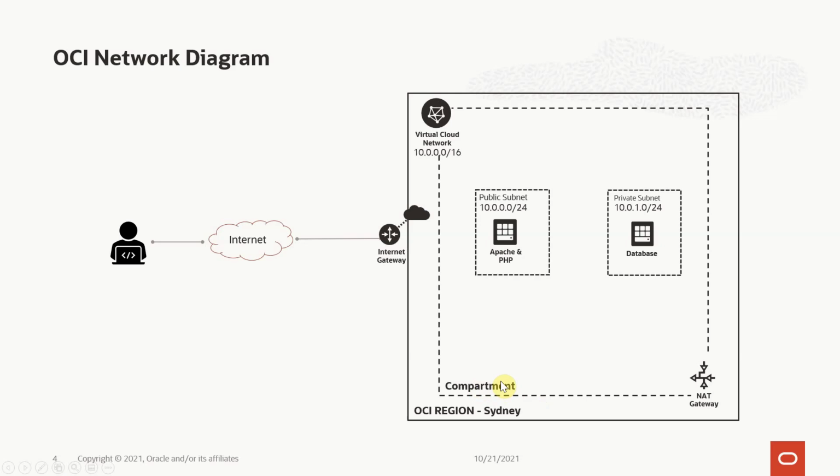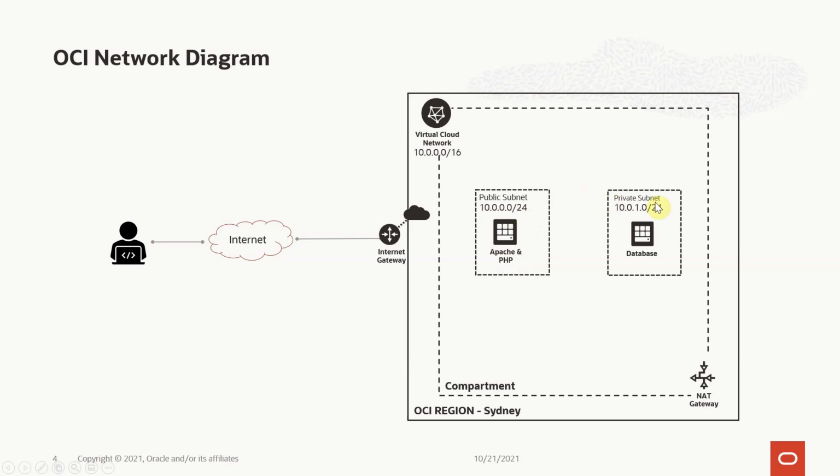And then we need to create a virtual network. For this instance, I create a virtual network with a /16 CIDR range, and then you will have a public subnet or private subnet. The public subnet is most of the time for the web tier applications. For instance, Apache and PHP is a web-facing application, so we will put it here, and we give it a /24 subnet.